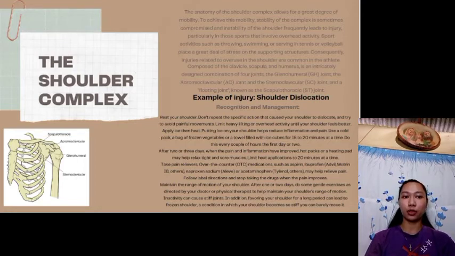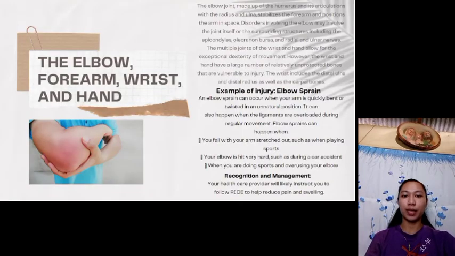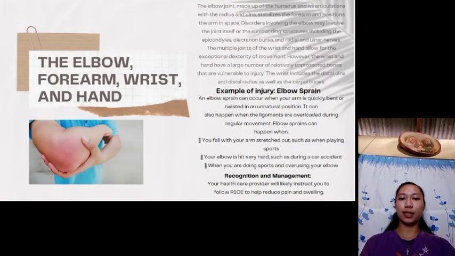Maintain the range of motion of your shoulder. After 1 or 2 days, do some gentle exercises as directed by your doctor or physical therapist to help maintain your shoulder's range of motion. Inactivity can cause stiff joints. In addition, favoring your shoulder for a long period can lead to frozen shoulder, a condition in which your shoulder becomes so stiff you can barely move it. So next, elbow, forearm, wrist, and hands.